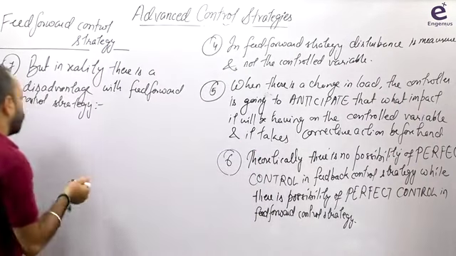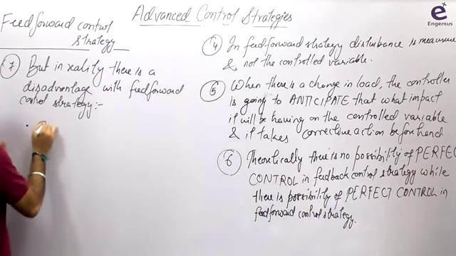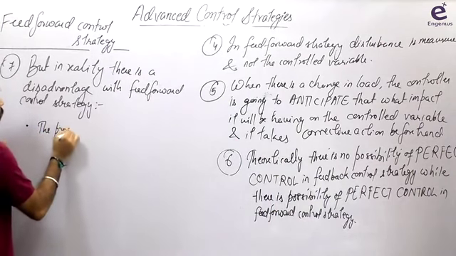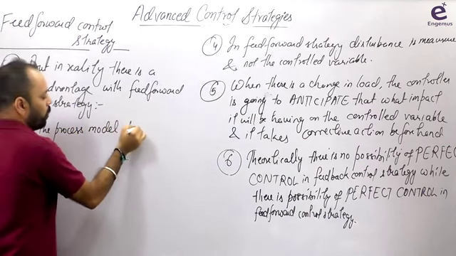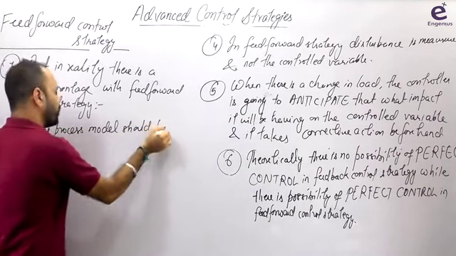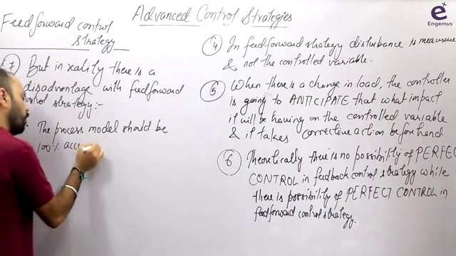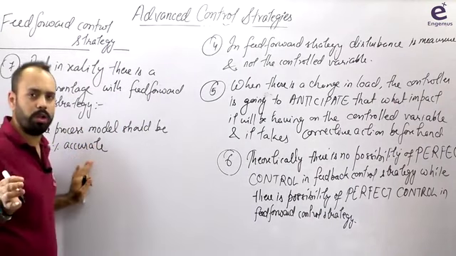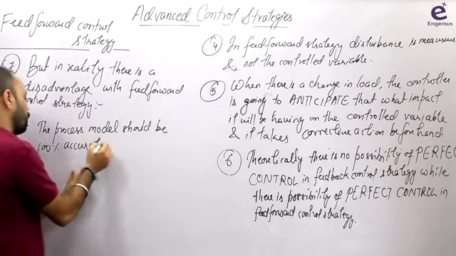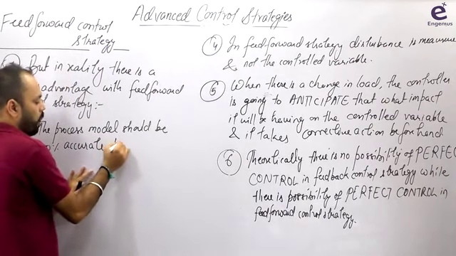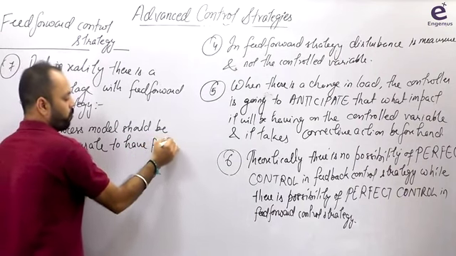Means what is the first point? That the process model should be 100% accurate. क्या 100% accurate नहीं होगा तो कंट्रोल नहीं होगा? कंट्रोल तो होगा, परफेक्ट कंट्रोल नहीं होगा. Your process model should be 100% accurate to have perfect control.